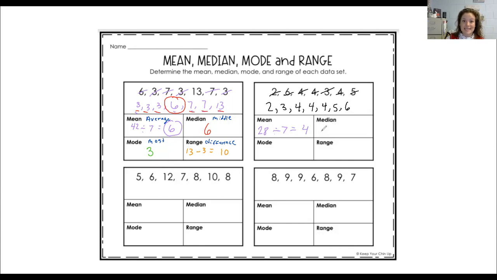Remember, the median is the number in the middle. So we know that there's 7 here. So we have to have 3 on both sides, and whichever one's sticking in the middle is going to be your median. So we're looking here. Our median is going to be 4 because I've got 3 digits on this side and 3 digits on this side.